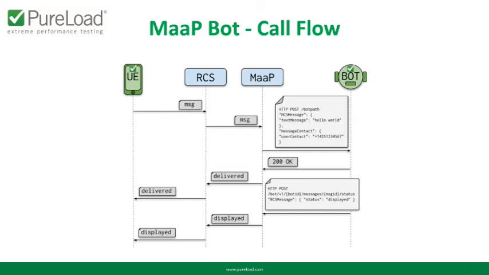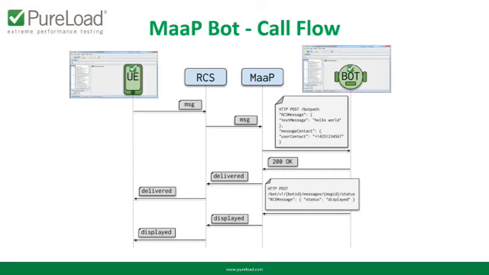If we look at the bot call flow, we have a UE sending a message to the RCS system, which is then going to the messaging as a platform system and to the actual bot, and then you get delivery notifications being sent back to the UE. Here, PureTest and PureLoad can simulate both the UE side and the bot side. So then the whole flow can be controlled in one tool.